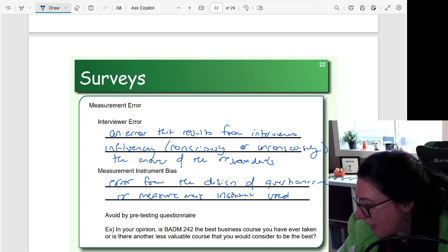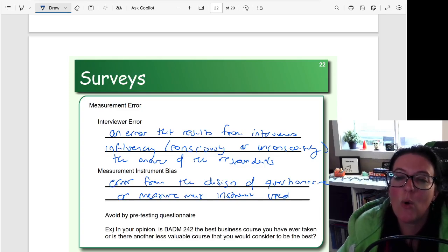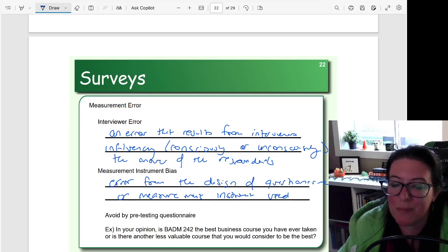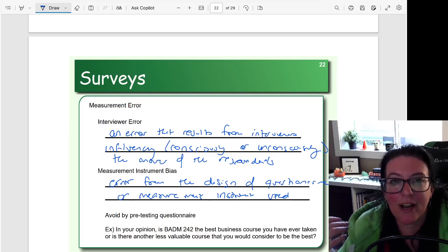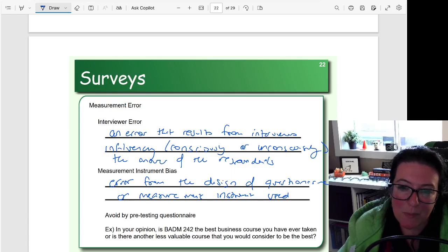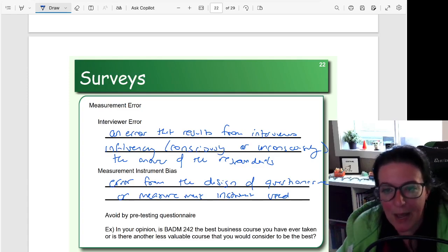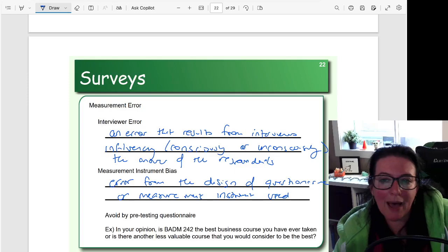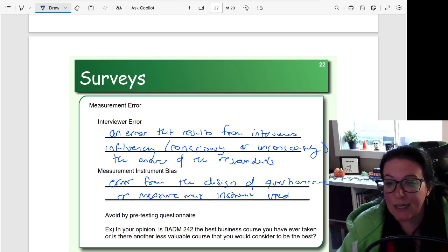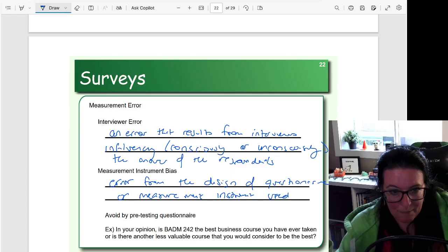This example here says, in your opinion, is marketing research the best business course you've ever taken? Or is there another less valuable course you would consider to be the best? So notice the biased wording here. There's some other less valuable course. That's very loaded language. Notice that it's a very convoluted question, right? Is this the best business course you've ever taken? Or is there another one? And then notice the word best, right? We want to stay away from some of that language like that, which can be the extremes. So going back to the videos where we discussed reliability and validity, words to avoid, and how to structure your questions, that's the measurement instrument bias.